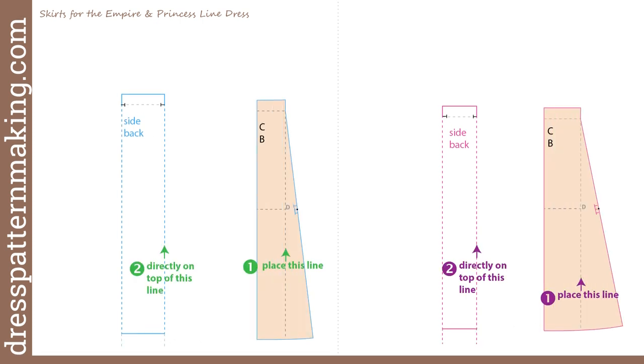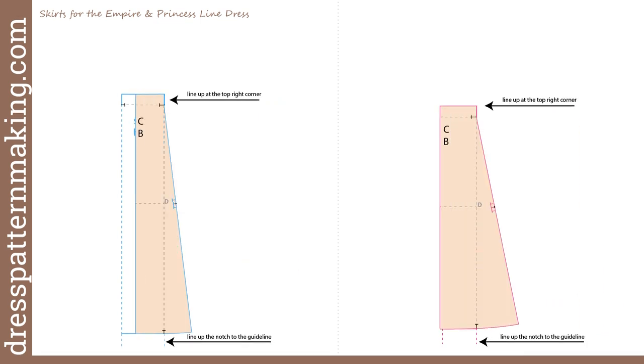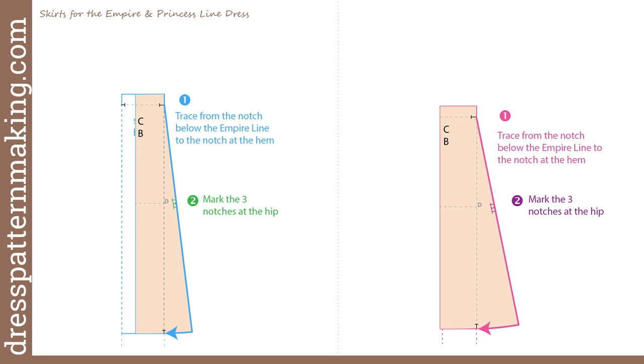So I'm going to take the centre back pattern piece and line up the vertical dashed line on the centre back piece to the vertical line, the right hand side vertical line on the side back, making sure that it is lined up correctly at the empire line, then trace the side seam from notch to notch. Also remembering to draw in the 3 notches at the hip.